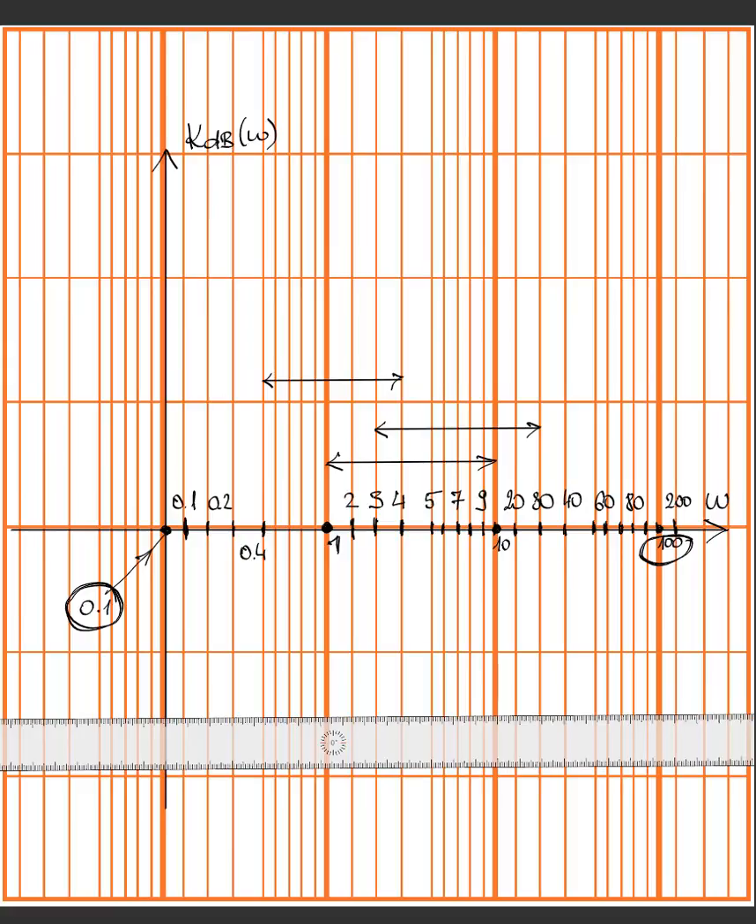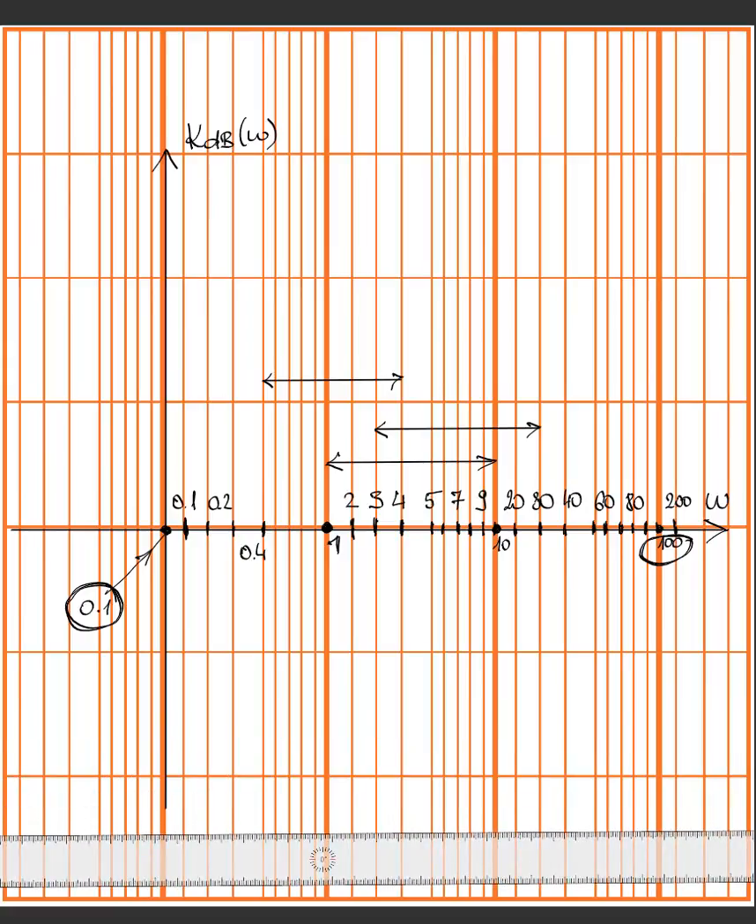Okay, but what about the k-axis? So this is the 0 dB, for example. The typical notation is that this is 20 decibel. This is 40 decibel. This is minus 20. This is minus 40. It's a kind of typical application in this case.